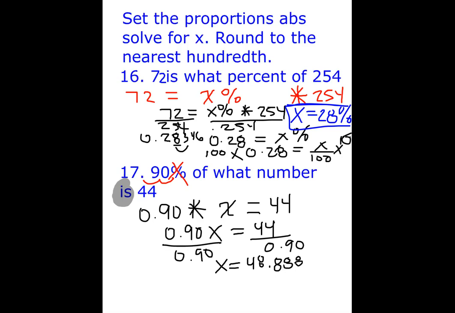So x is equal to 48.888. And we said we want our answer rounded to the hundredths place. So that's that second 8. The number next to the 8 is greater than 5. So we're going to add 1 to that 8. So our answer is x is equal to 48.89. Okay. So let's go ahead and move on to the next section.